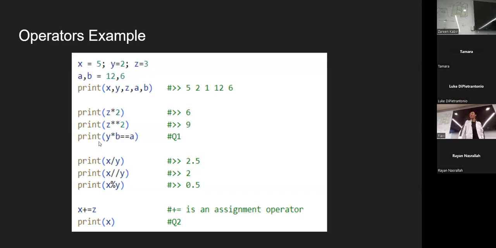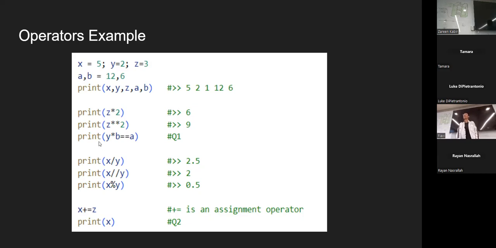And finally, there's an example of the assignment operator, plus equal. So x plus equal to z means x equal to x plus z. They are equivalent. So if you print the value of x, that will be the result.